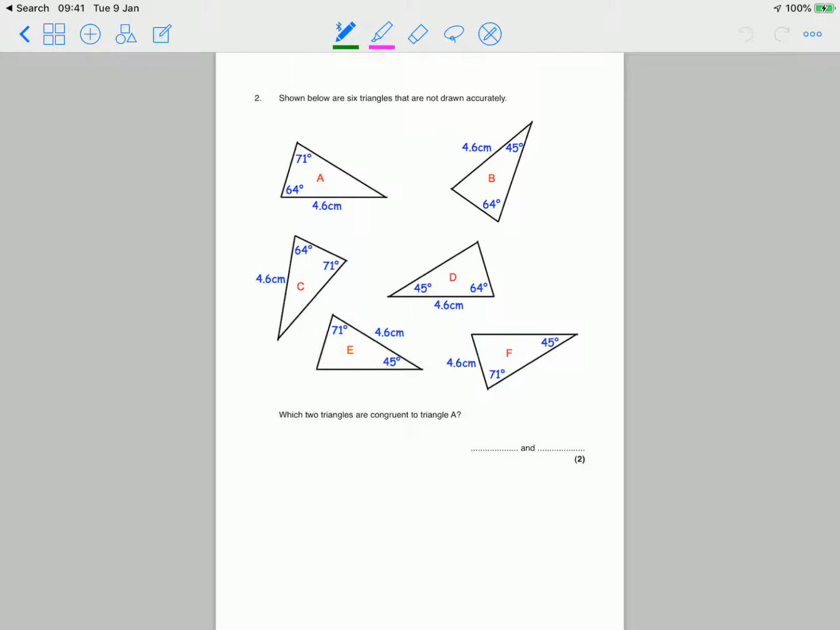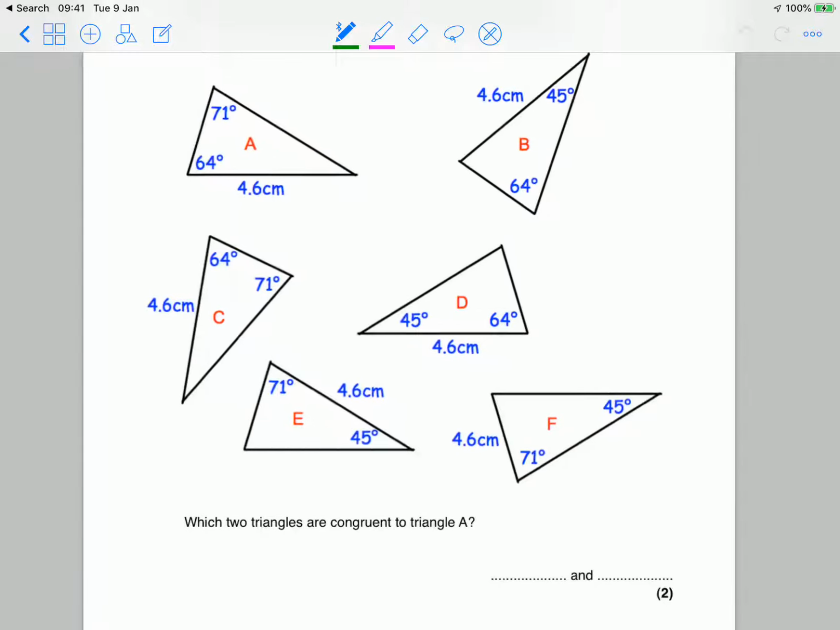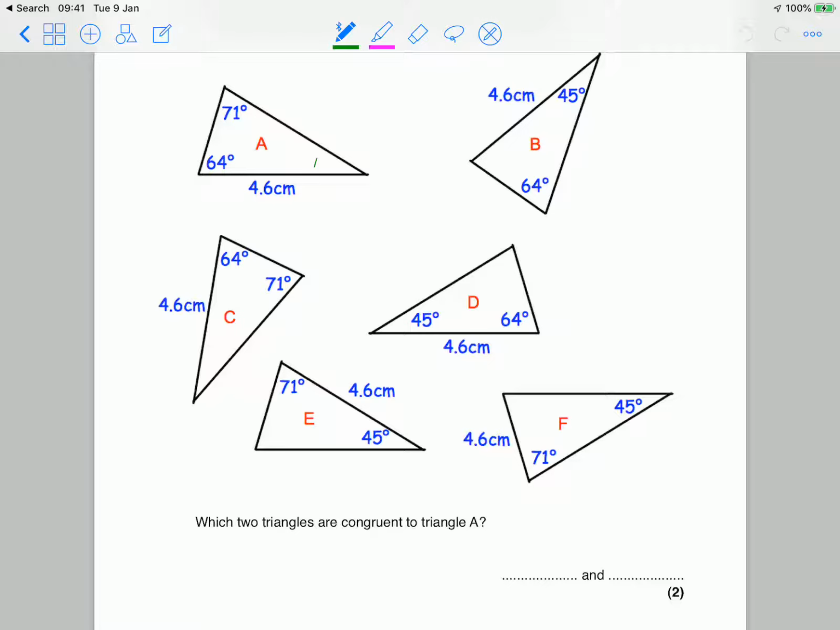Cool, question 2. Here in question 2 we've got a jumbled mess of triangles, and it says, shown below are 6 triangles that are not drawn accurately. Which 2 of the triangles are congruent to triangle A? Well, first of all, triangle A is missing that 3rd angle, but as they add up to 180 degrees, it's easy to work out that that would be 45. And now if I go for the pattern here, angle, side, angle, I'm looking for other triangles that have 64, 4.6 and 45. So I can see here the triangle B has 45 and 4.6, but 6.4 is in the wrong location.